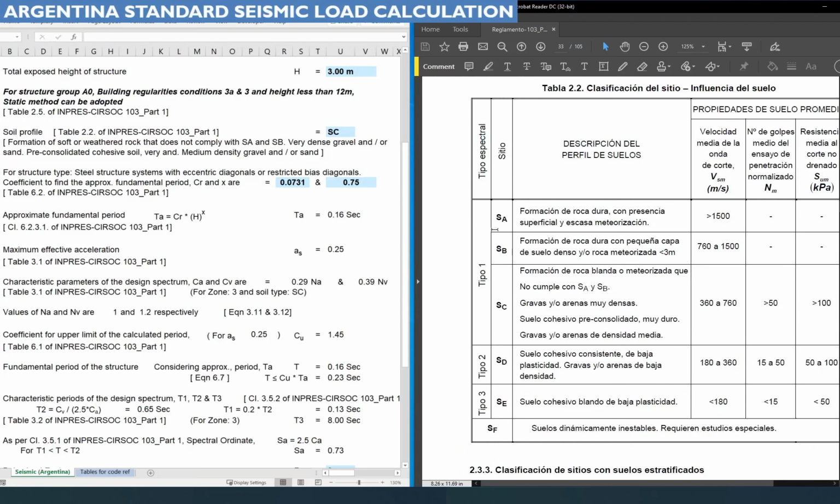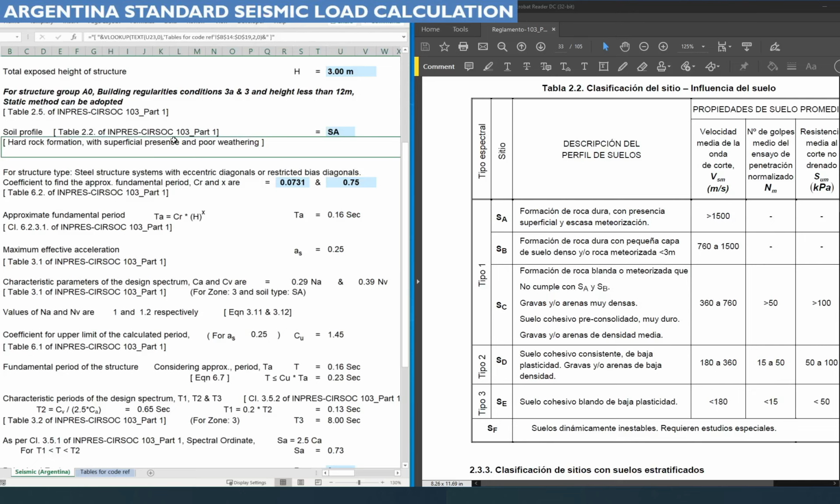So here the soil types are in Spanish. You can see the English version of soil type just below the drop down list for soil profile. So the first one is SA. It is a hard rock formation with superficial presence and poor weathering. SP is a formation of hard rock with a small layer of dense soil and or weathered rock less than 3 meter.